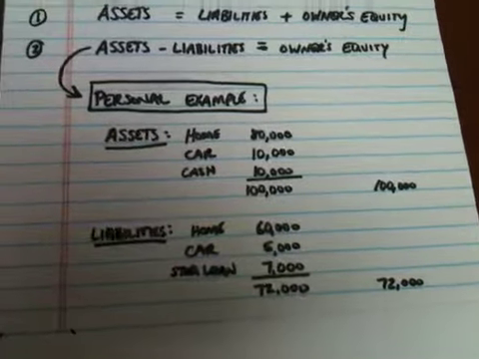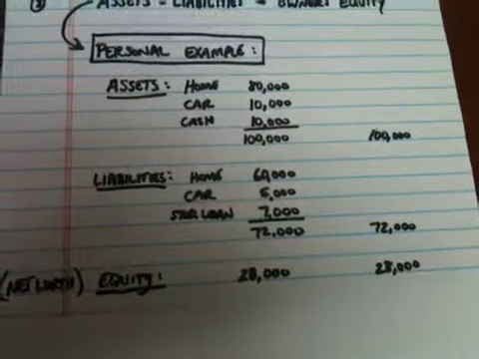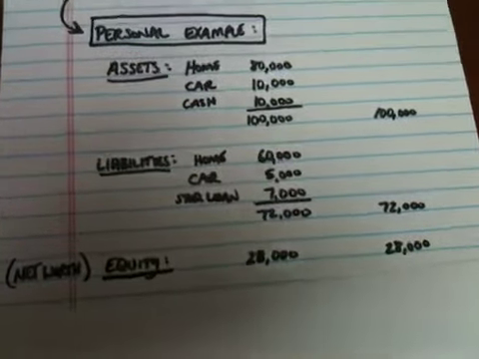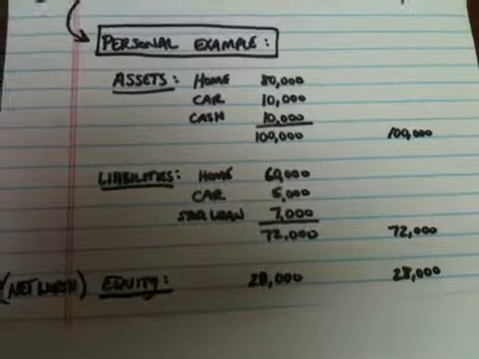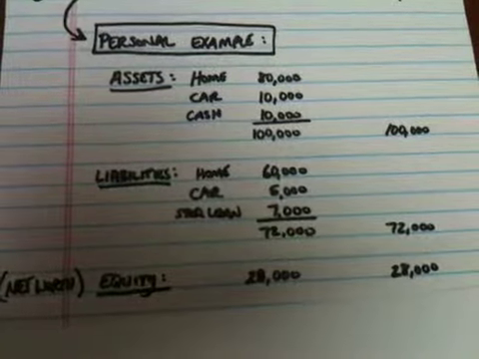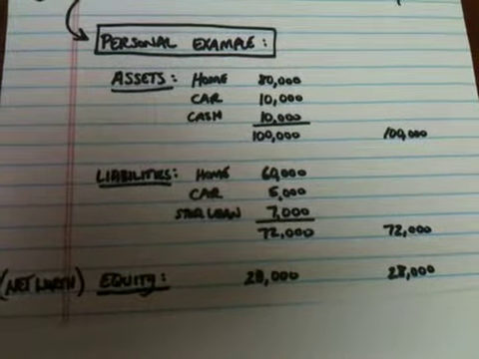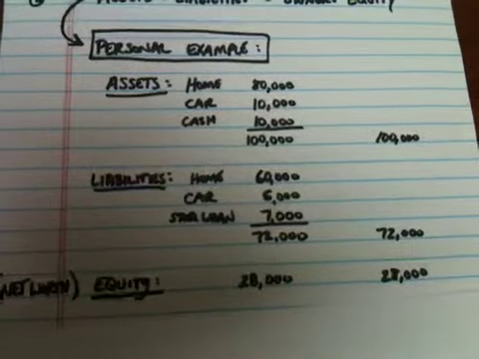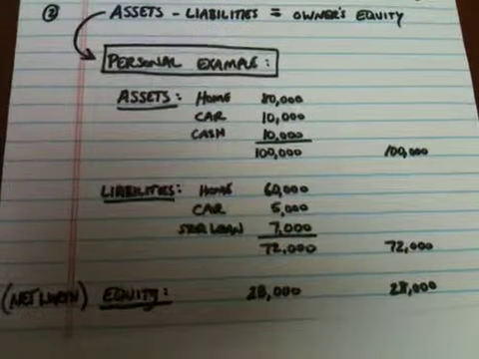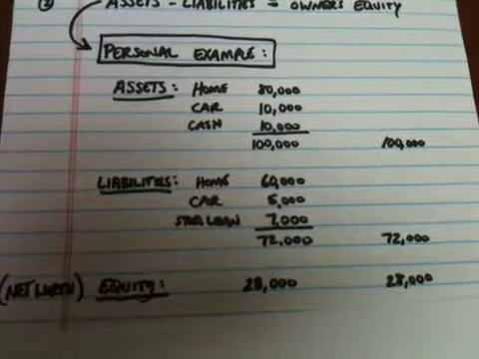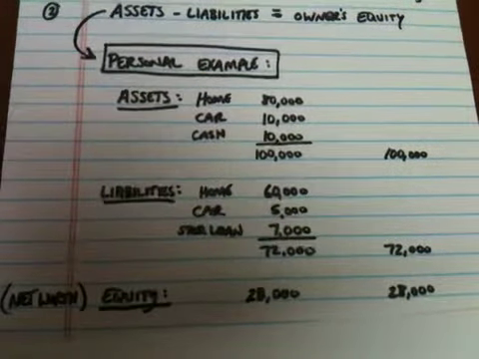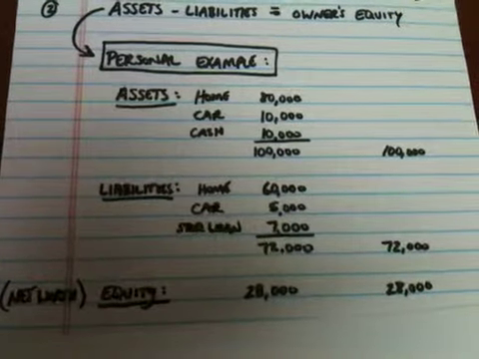equals our owner's equity, or in a personal case, sometimes it's called net worth. This is basically what the person is worth if they sell all their assets and pay off all their liabilities. In this case, we have an owner's equity or a net worth of $28,000. And that's simply assets minus liabilities equals owner's equity.